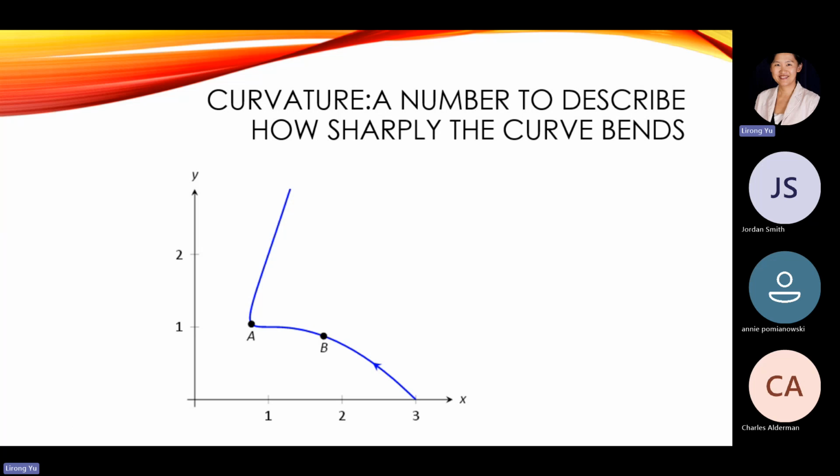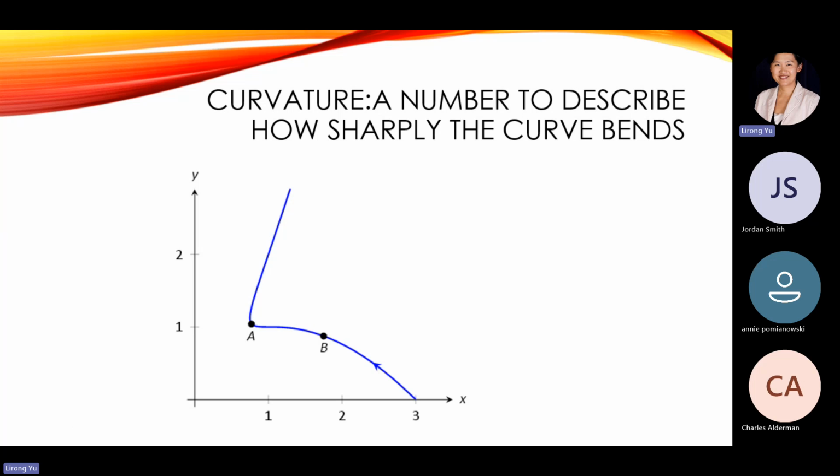Okay, so let's talk about curvature. On this graph, you see 2 points, point A and point B. At point B, there's barely any turn, but there's a slight turn to the left if you follow the arrow along the path. But then at point A, we see a sharp turn to the right. We are slightly turning left and then suddenly we're turning right. So there's a sharp turn at point A compared to point B.